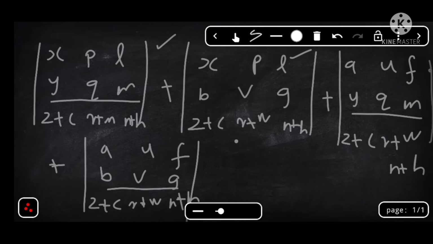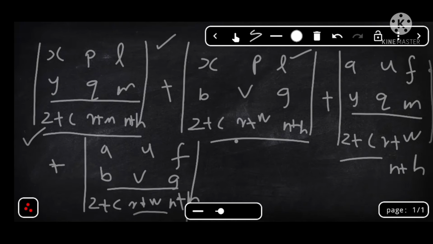Similarly, if we split the third row in this determinant, we are going to obtain 2 determinants here. When we split the third row of this determinant, we are obtaining 2 more determinants. Similarly here and here we will get 2 more determinants. So in total we are going to obtain 8 determinants.